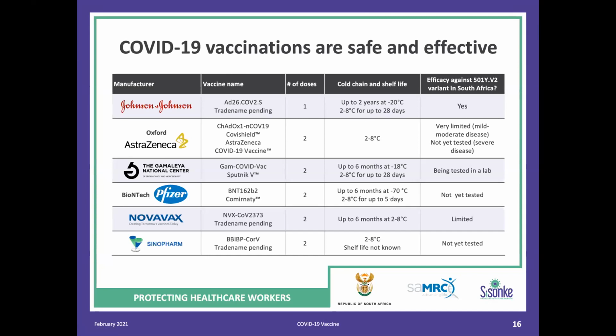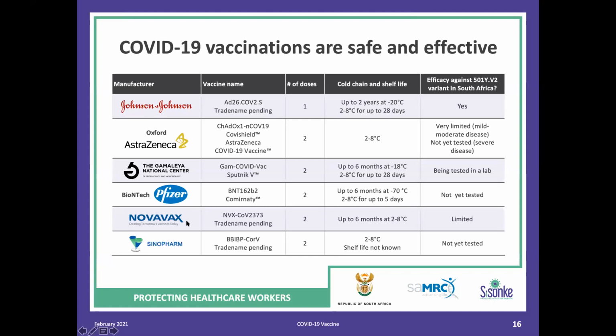The big concerns about the minus 70 have been addressed. It can be shipped at minus 20 between sites, and once at site is useful at 2 to 8 degrees Celsius for up to 5 days.